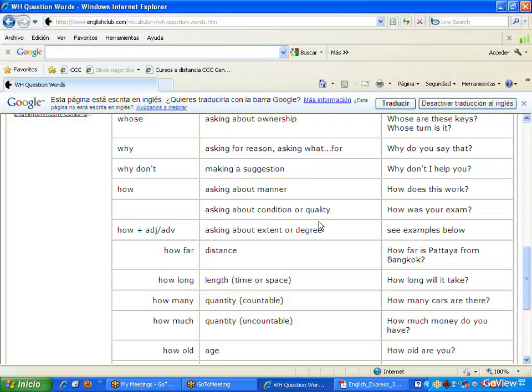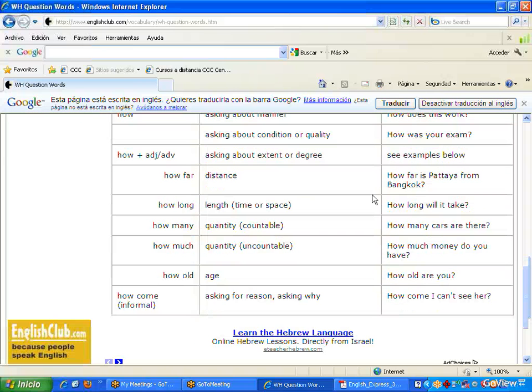So how far we use for distance. How far is Pattaya from Bangkok? How far is Madrid from Valencia? How long? Length, time or space. ¿Cuántas horas? How long will it take to travel from Valencia to Madrid?